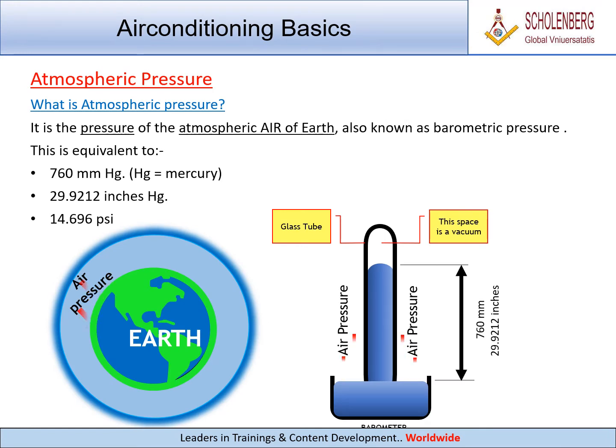Atmospheric pressure. What is atmospheric pressure? It is the pressure of the atmospheric air of Earth, also known as barometric pressure. This is equivalent to 760 mm Hg, Hg equals mercury, 29.9212 inches Hg, and 14.696 psi.